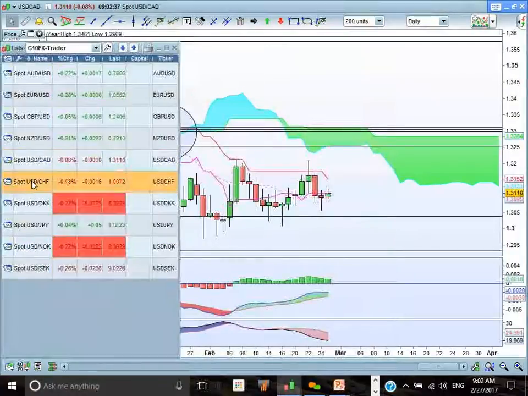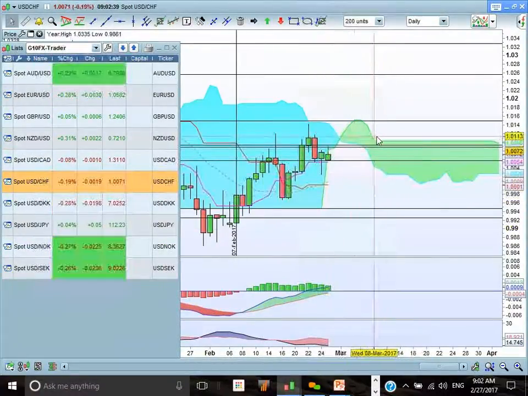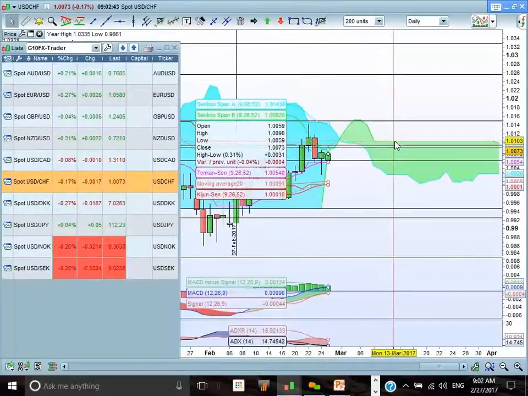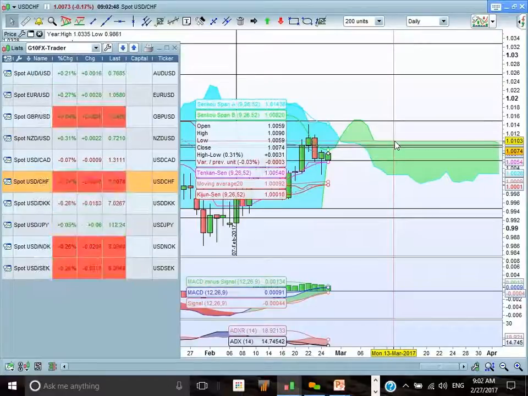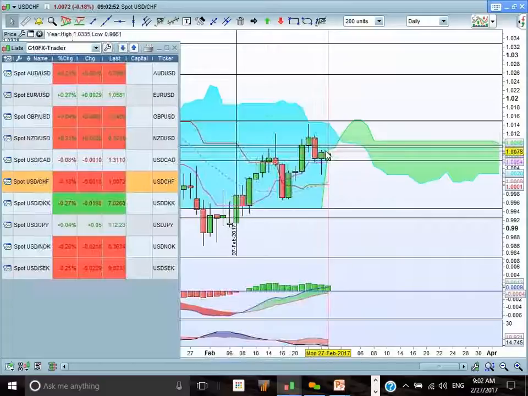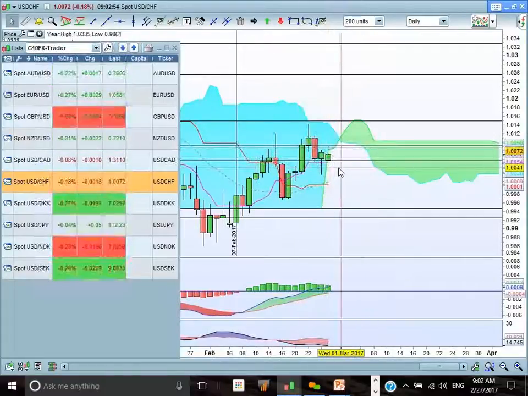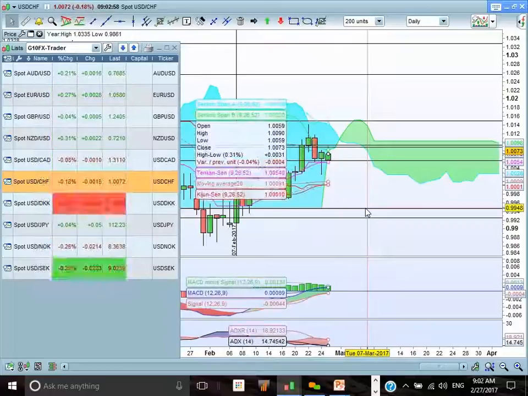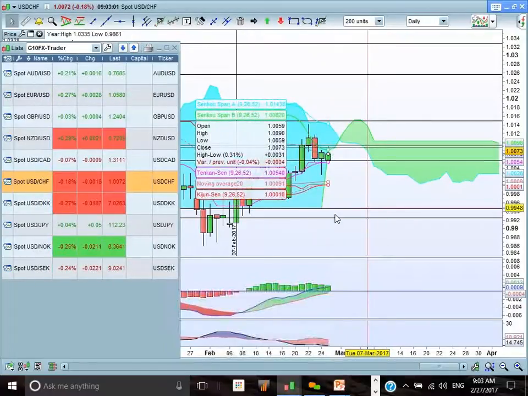US dollar Swiss franc fighting cloud chart resistance at the bottom end of the cloud. Watch this 1.0103 zone as a key resistance area. It's critical for it to maintain momentum above the cloud, because if we stay or close below the cloud this week, we are moving down further with downside risk to 99.48, the bottom of the cloud support.